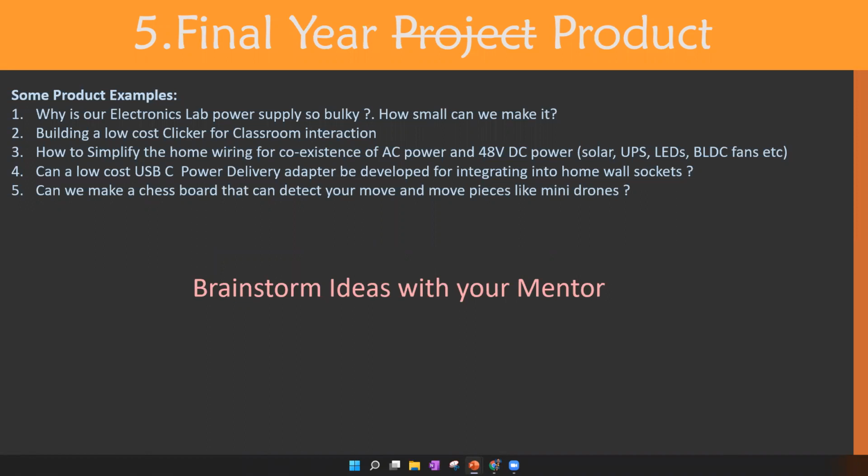Can we make a low-cost USB-C power delivery adapter? USB power delivery is a new standard, and it's picking up really well. Can we make a low-cost adapter which can go into the wall sockets? The last one is the fun part.